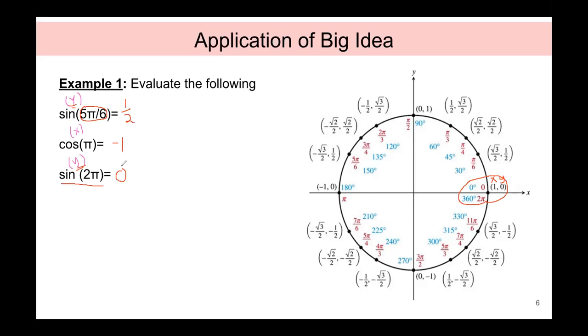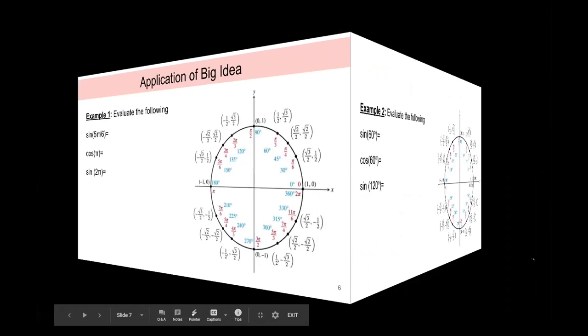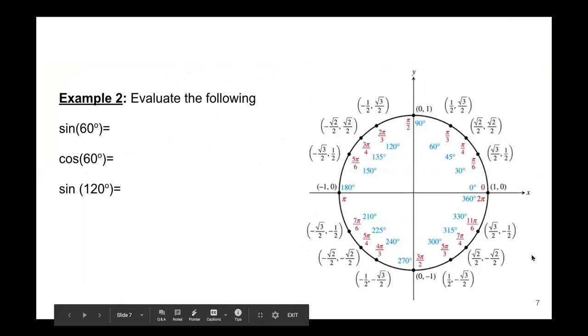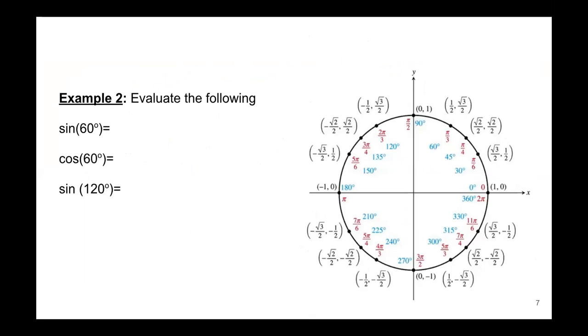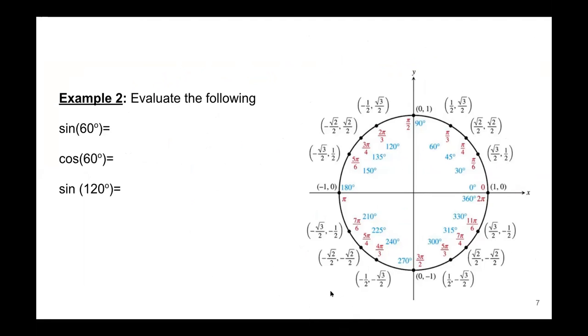Let's do one more set of examples. In the next slide, we're going to be doing degrees, and then we're going to move on to our mini group work. Okay, so in our next slide, slide number 7, I am on slide number 7 for those following along, we're going to be doing the same thing, except now in degrees. The process is going to be the same, though, except instead of looking for radians, I'm looking for the degrees.